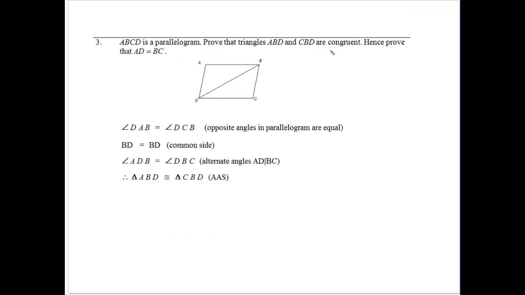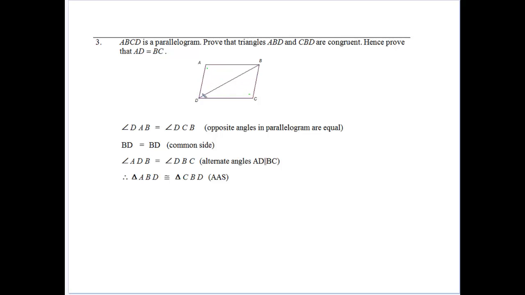We've got a parallelogram. Prove that ABD and CBD are congruent, and then prove that AD is equal to BC. So what do we know? Well, we know that the opposite angles in a parallelogram are equal. So DAB and DCB are equal. DB is a common side, so we've got that. And we also know we've got alternate angles.